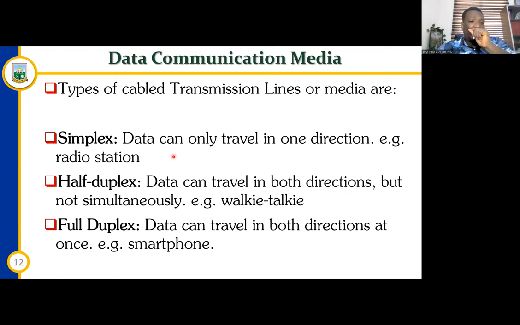Now, when we talk of half duplex, as it says, half duplex, it means data can travel in both directions, but this transmission can't be done simultaneously. So an example is a walkie-talkie.